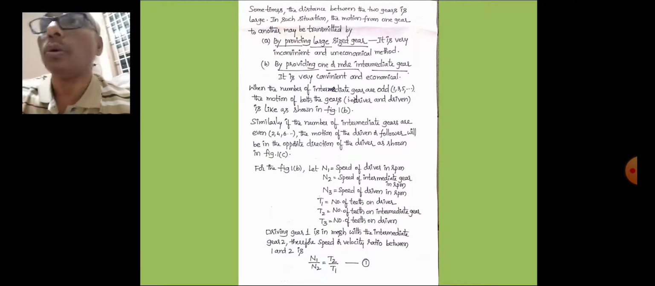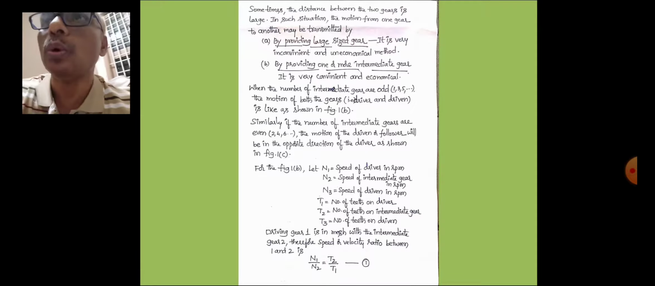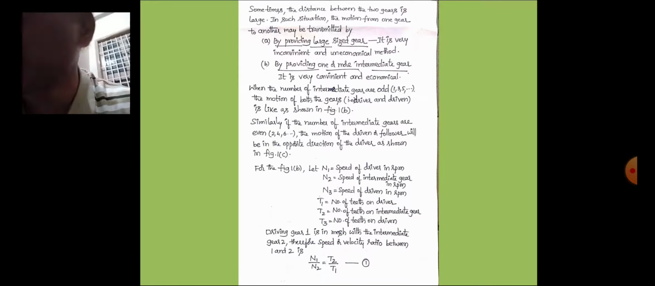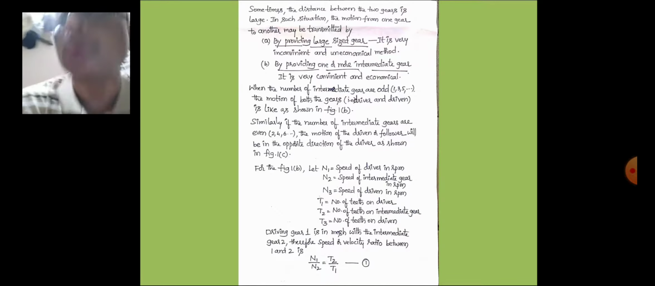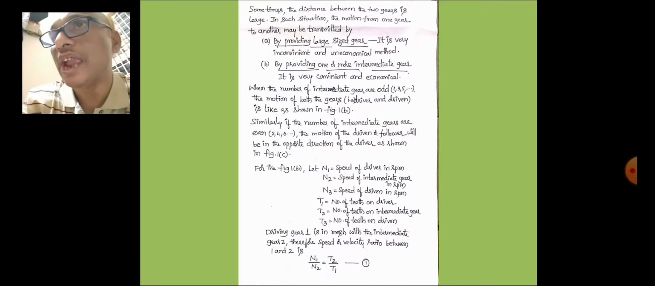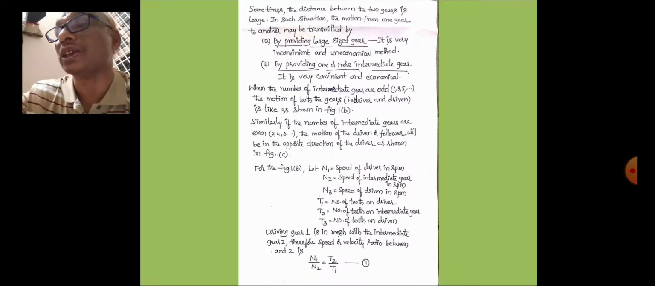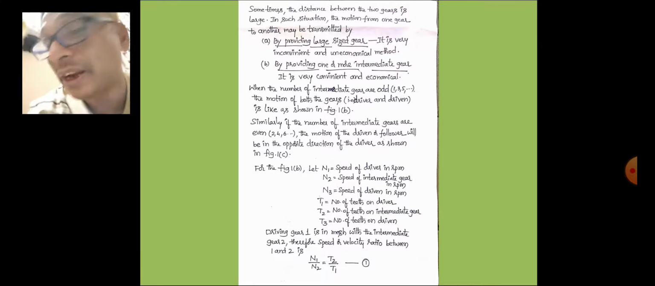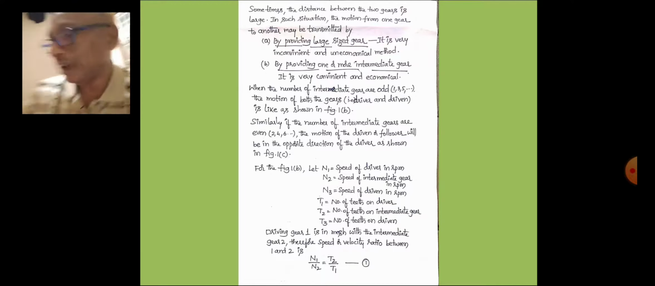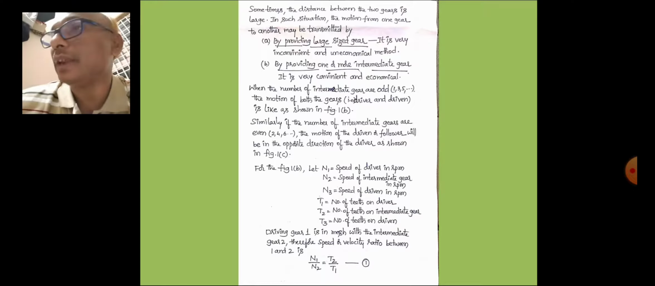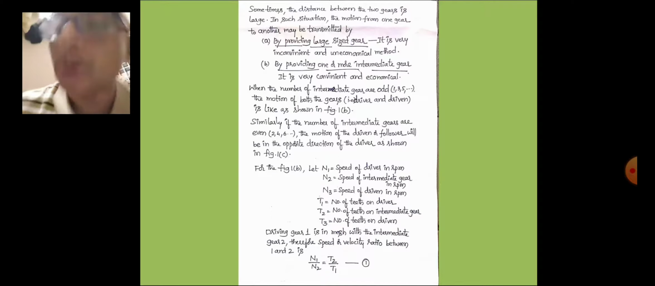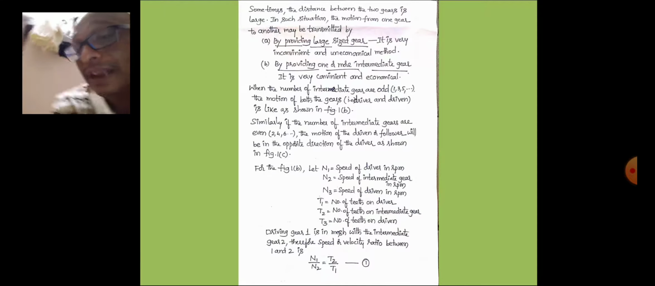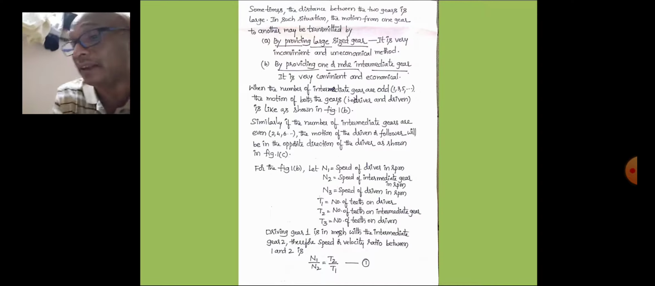So here I am finding it in two steps. Between gears 1 and 2, N1 by N2 is equal to the reciprocal of their teeth, that is T2 by T1. That is equation number 1. Similarly, between gears 2 and 3, as they are meshed with each other, N2 by N3 is equal to the ratio of the reciprocal of their teeth, that is T3 by T2. Call this equation 2. Equation 1 is the velocity ratio between gears 1 and 2, and equation 2 is the velocity ratio between gears 2 and 3. Like that, you find them separately.